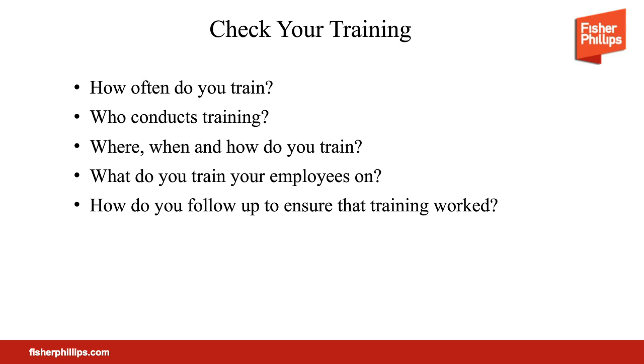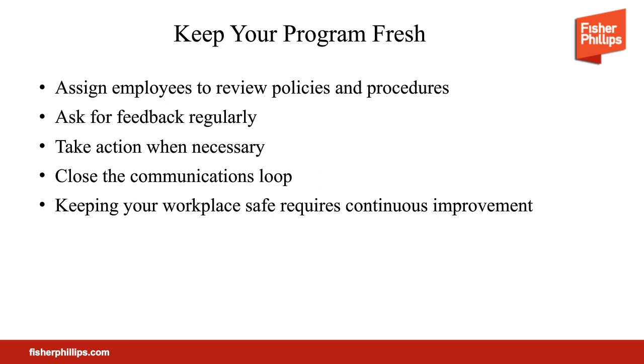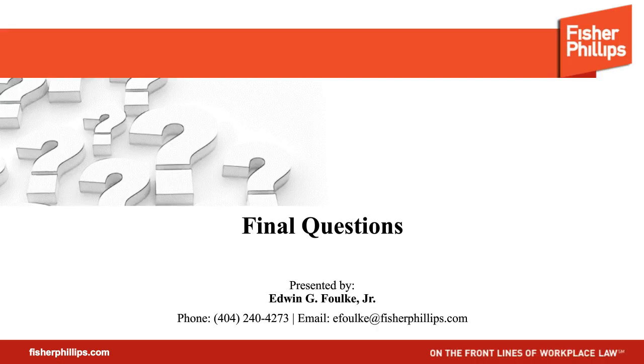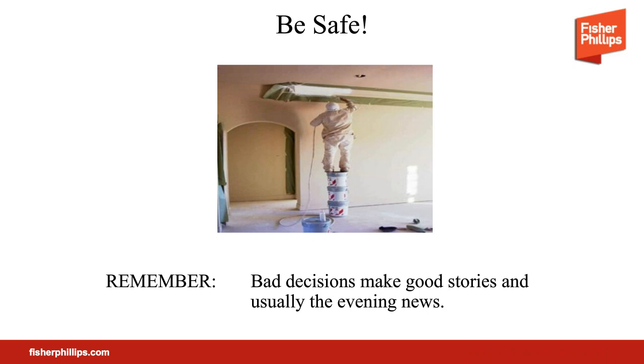So, I think we're pretty much close there. What we want to do is make sure employees are reviewing our policies and procedures. Ask for feedback. When we're asking for feedback, we're asking, tell us where we're falling down. Close the communication loop. Communication is really critical for any program. And, of course, we're going to be always focused on continual improvement. So, all right, I think we're good there. Remember, bad decisions make good stories and usually make the evening news.